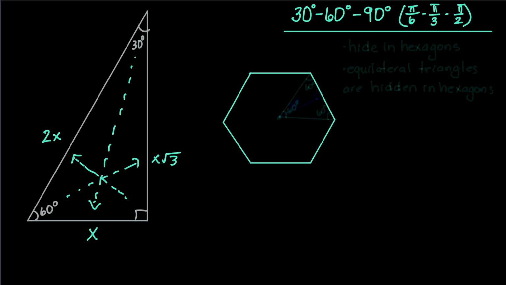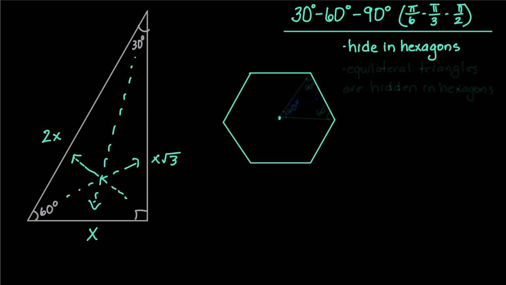30, 60, 90 triangles also like to hide in hexagons. A hexagon is a six-sided polygon. All of the angles are 120 degrees.